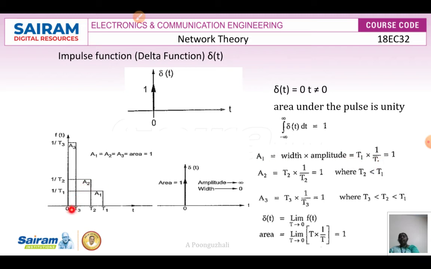Next is A2. A2 is similarly T2 into 1 by T2, where T2 is going to be less than your T1. Next is A3, which is T3 into 1 by T3, but T3 is less than your T2 and less than your T1. So we say that delta of t can be defined as the limit as t tends to 0 of f of t. Your f of t is the area of the function, so t into 1 by t, that gets cancelled, and finally my area is going to be just 1.